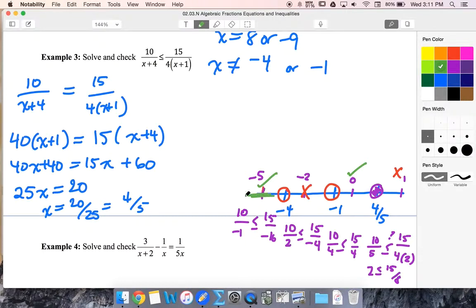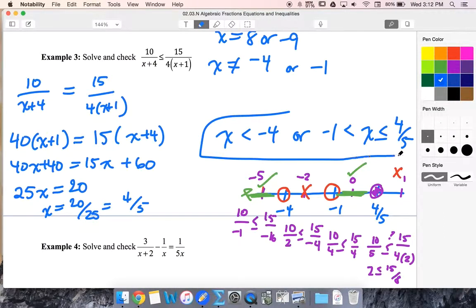So I've got 2 separate regions of values of x. So my final solution, x is less than negative 4, or, because I can't be both simultaneously, between negative 1, only less than. Now I have less than or equal to because I can be 4/5. So 2 solutions and back to our sign diagrams.